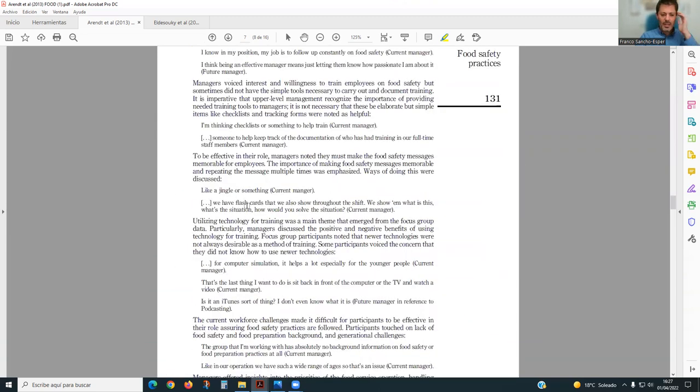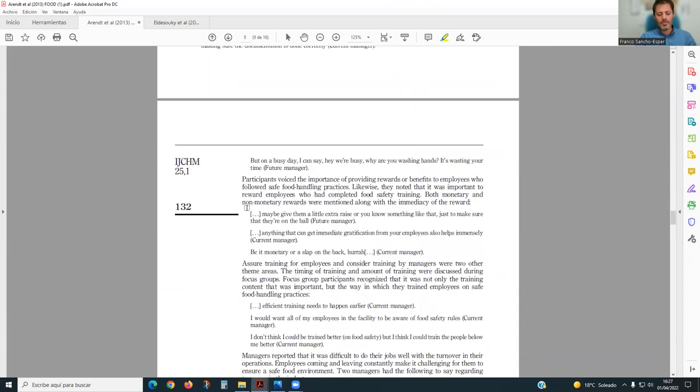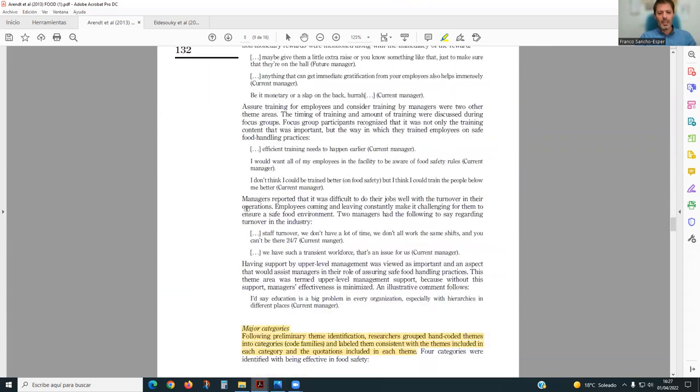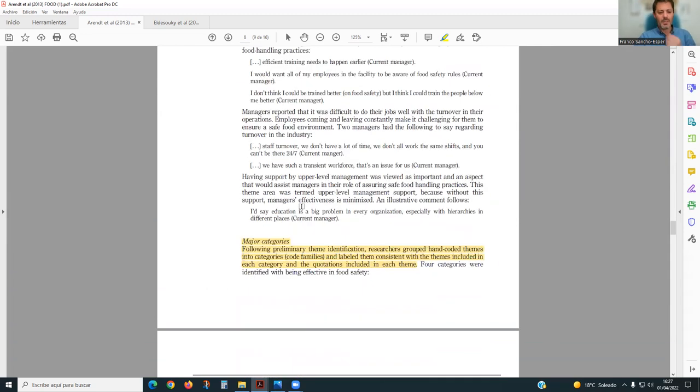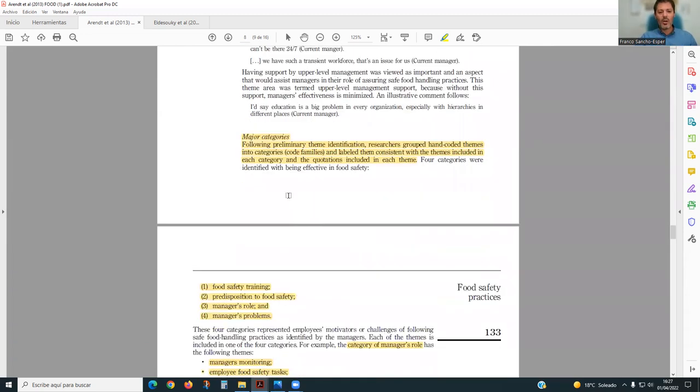As you see, they have spent the rest of the section doing this, giving specific examples. And now they go to the major categories. This is what we say, maybe the family of codes. They have codes, they have families.